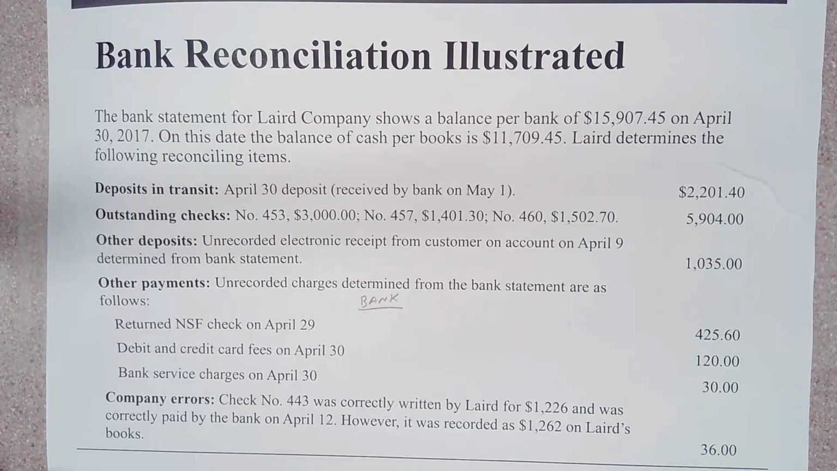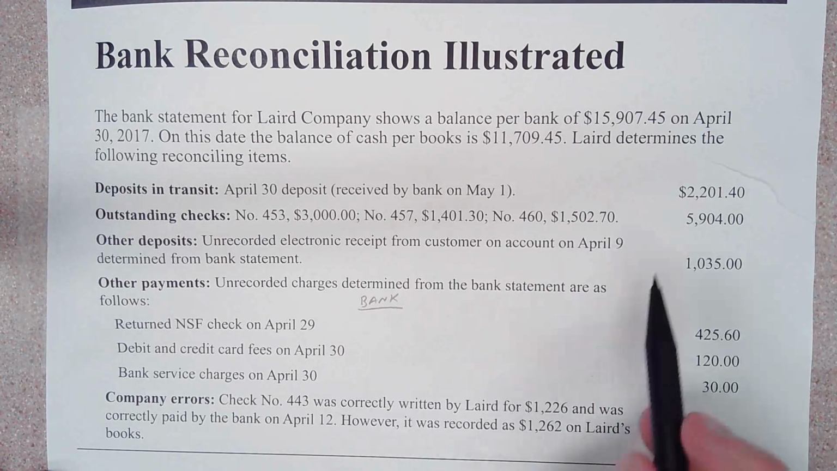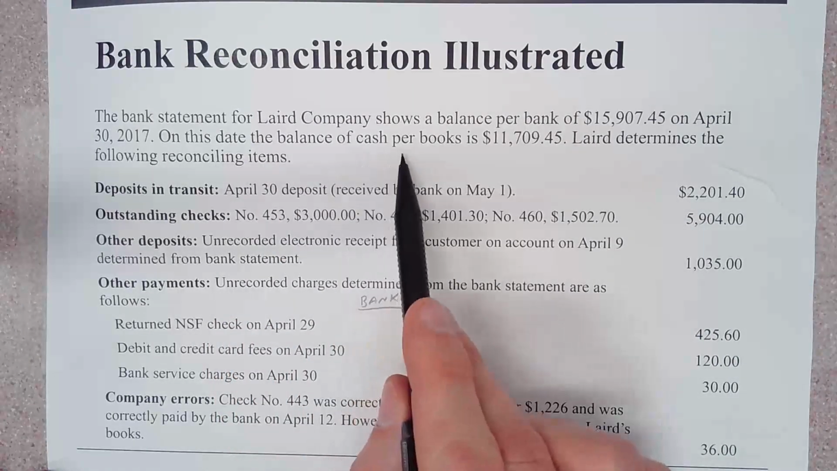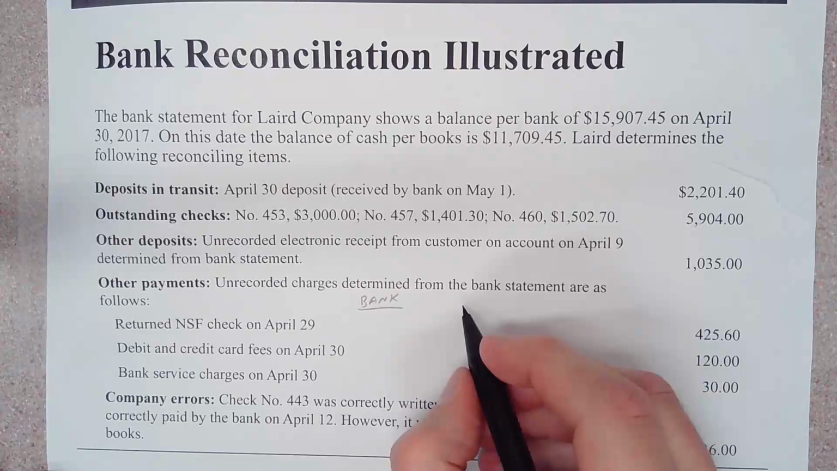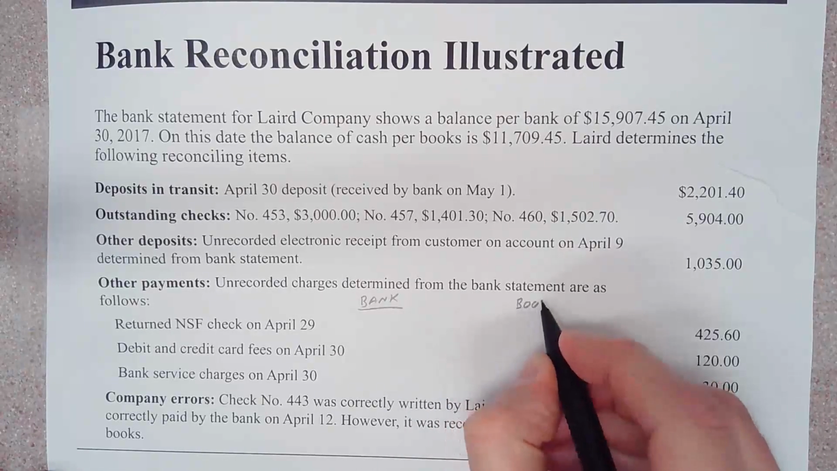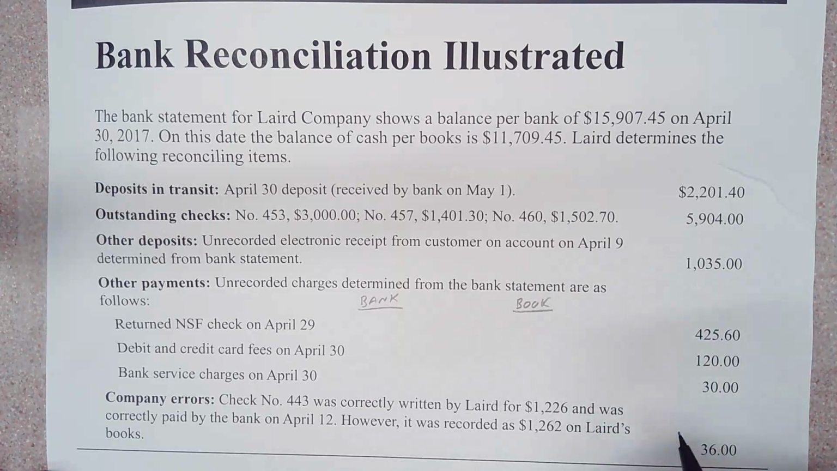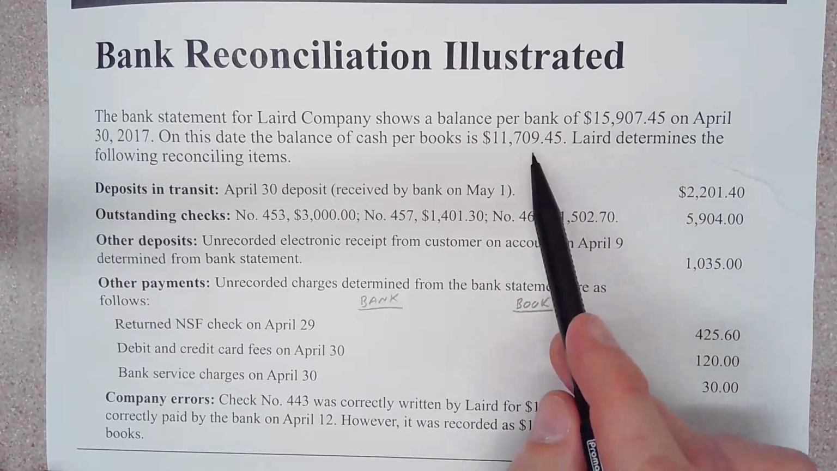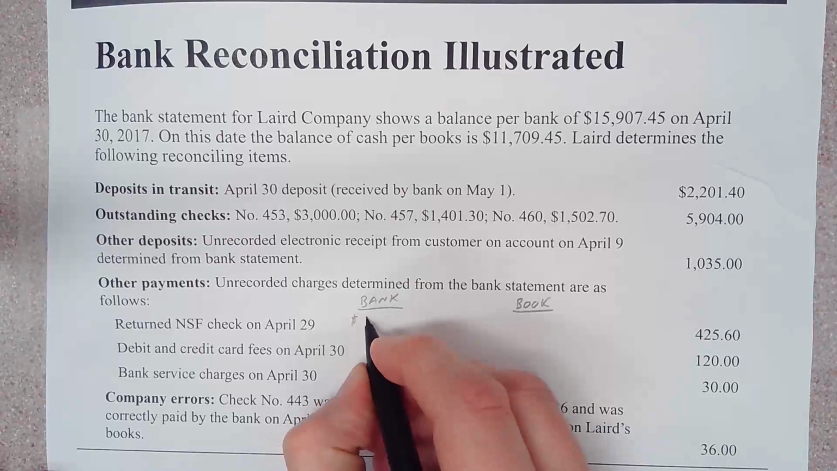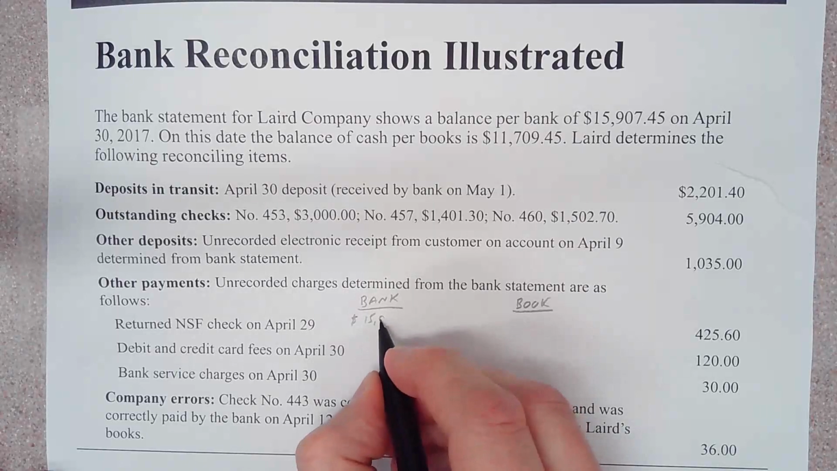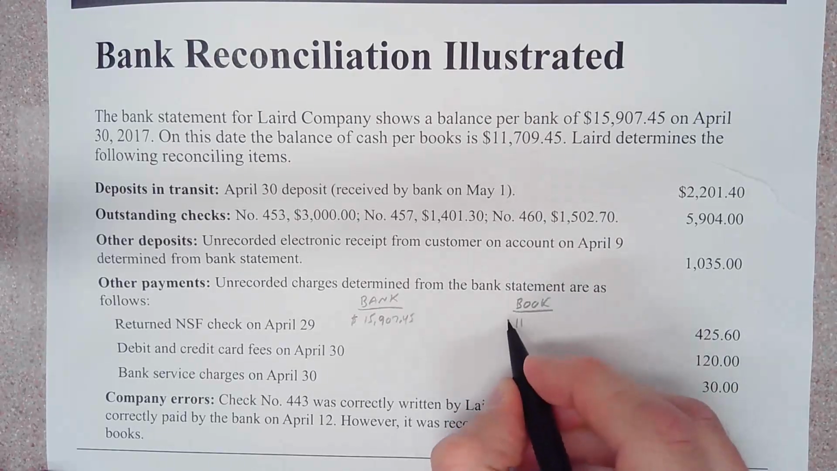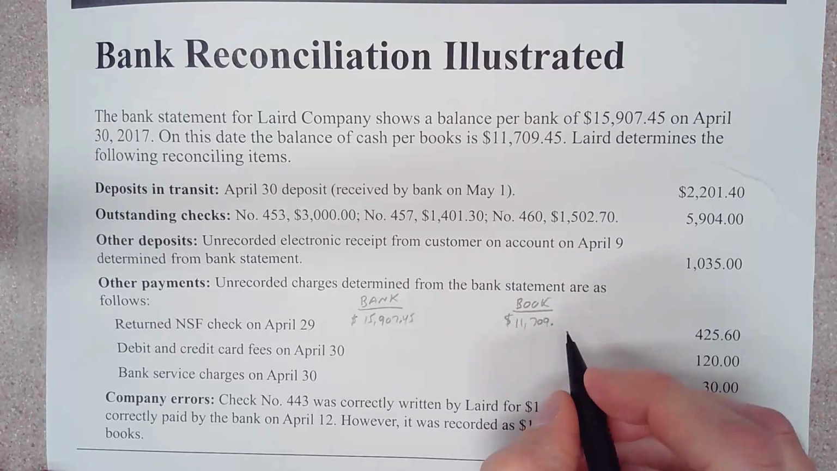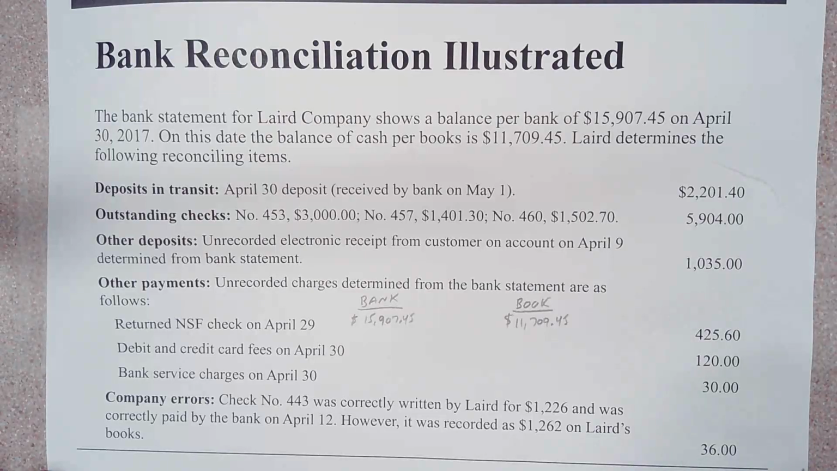So what I'm going to do, we've got a little bit of space here, not a lot, and I'm going to make a little makeshift column for bank. It says on this date the balance of cash per books, or the business, is 11,709.45. Okay, so I'm going to come over here and give us some space, and I'm going to write book. So you always want to start, ideally, with what the bank shows as a balance and what the company shows as a balance. Let's go ahead and do that. We've got 15,907.45 for the bank, and for the book we have 11,709.45.